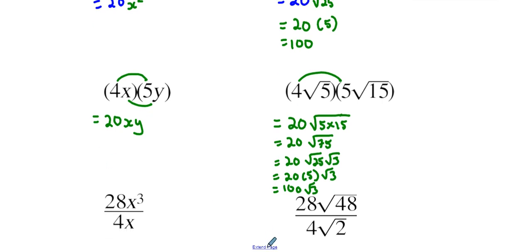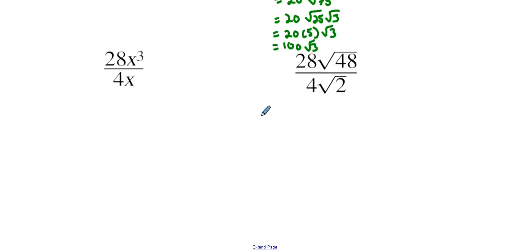Let's do a division example here. So if I'm dividing here, we know we're going to divide the coefficients. So 28 divided by 4, that's going to be 7. And x cubed divided by x, if you remember your exponent laws, we're going to subtract exponents. So this will be 3 minus 1, which gives you x squared.